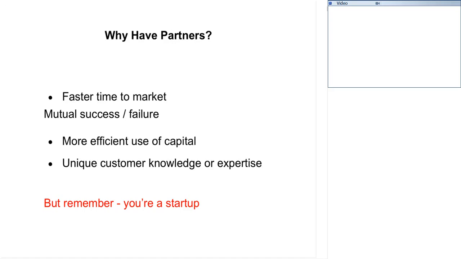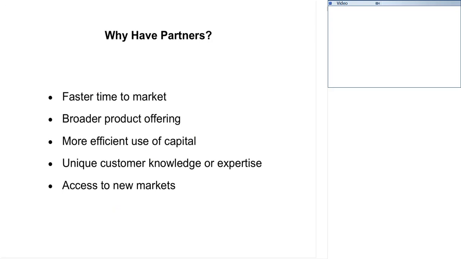Let's talk a little bit more about why you have partners. So, of course, one is just faster time to market, right? They already have customers. They already know how to sell to them. They already have a sales force. They can collect money. They can do lots of things that you as a startup may not be that good at. They probably have a broader product offering, so they can attract more customers. The customers want to buy multiple things from them. They may be more efficient in using capital because they already have warehouses and salespeople going out and sales calls and all those things. They probably know more about their customers than you do, and they can give you the opportunity to access new markets.